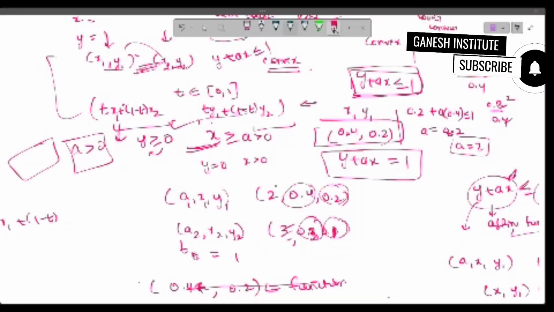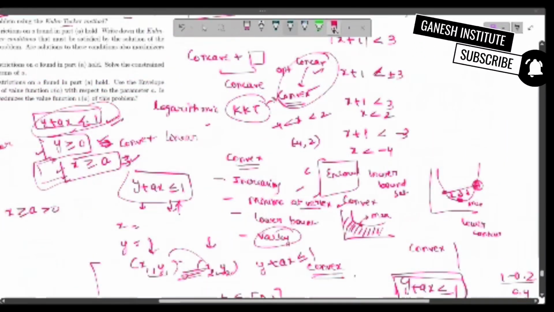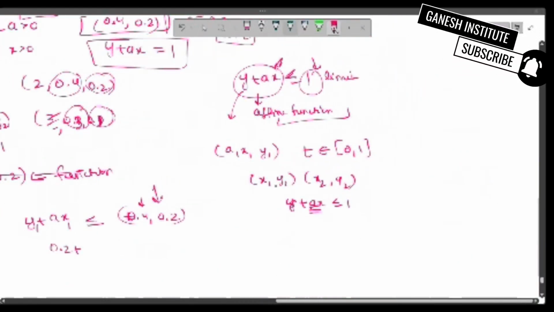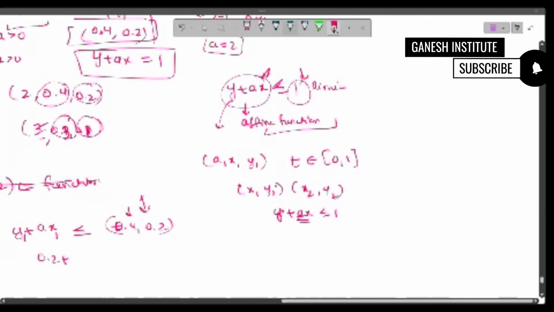Got it, ma'am. This last concept, affine, I am still not very sure. Okay, okay, hold on. Conceptually I'm not able to understand.